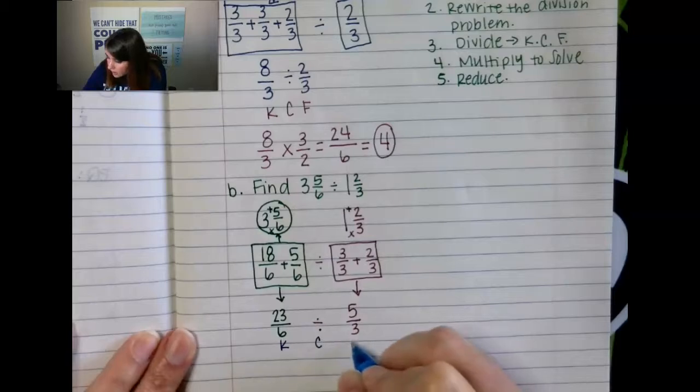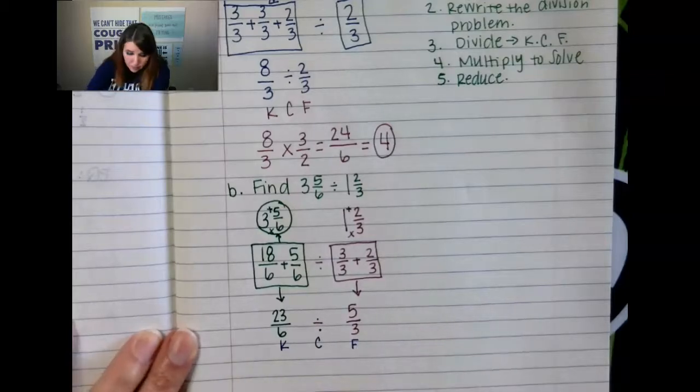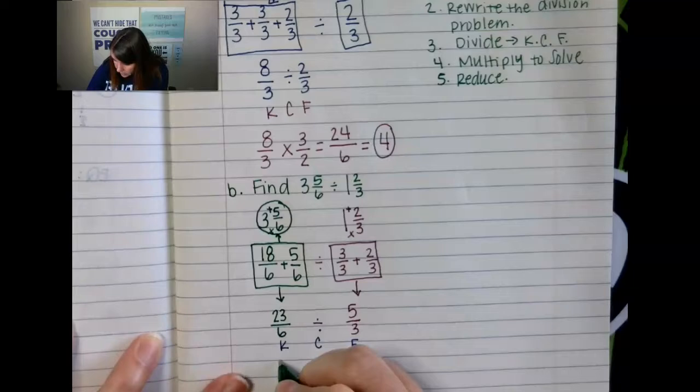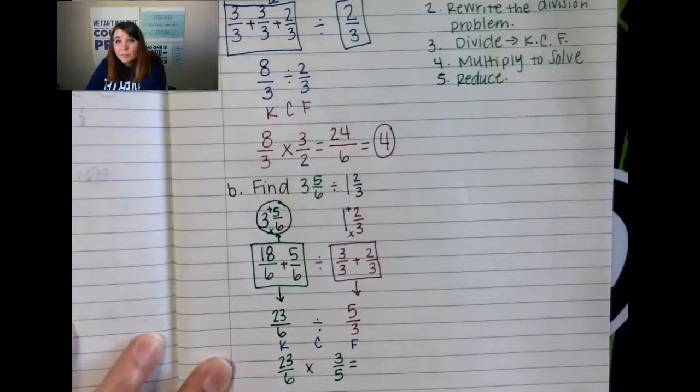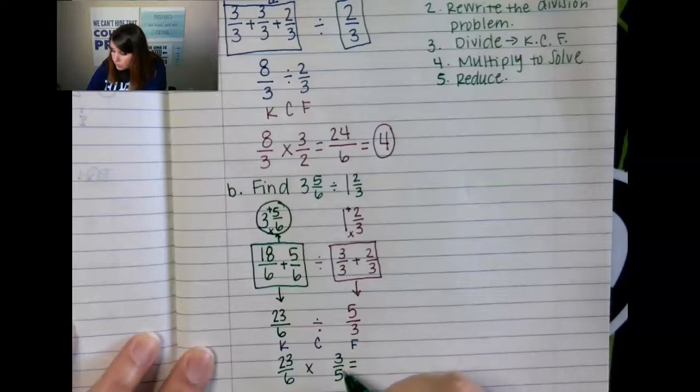I need to change that, and I need to flip that over. Okay, so this is really like 23 over 6 times 3 over 5. That is a really big problem. That's huge. Okay, so 23 times 3.